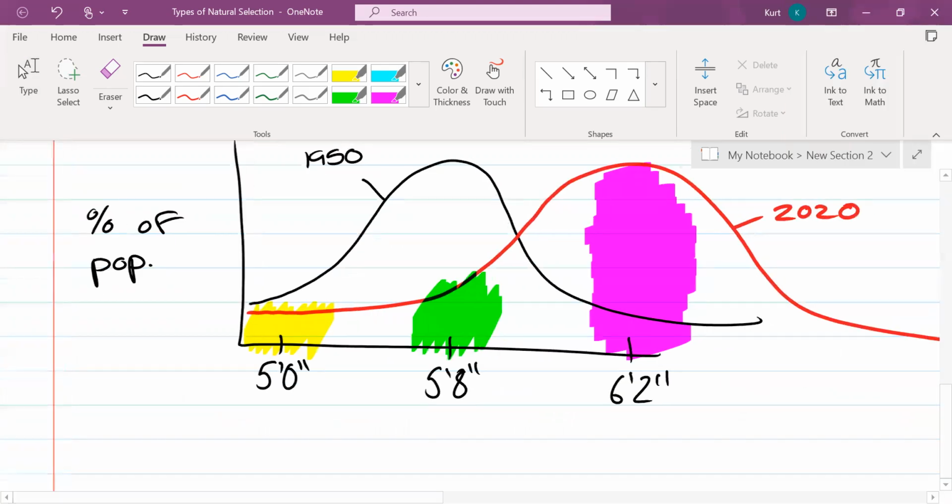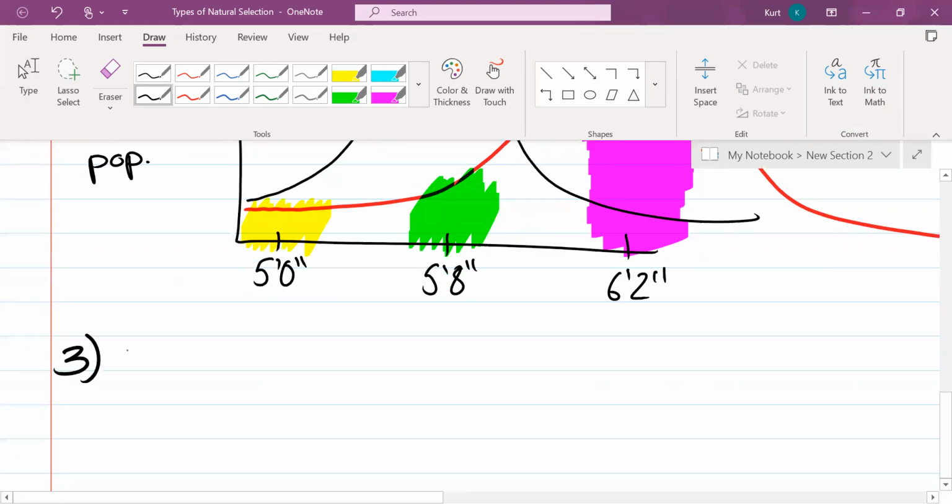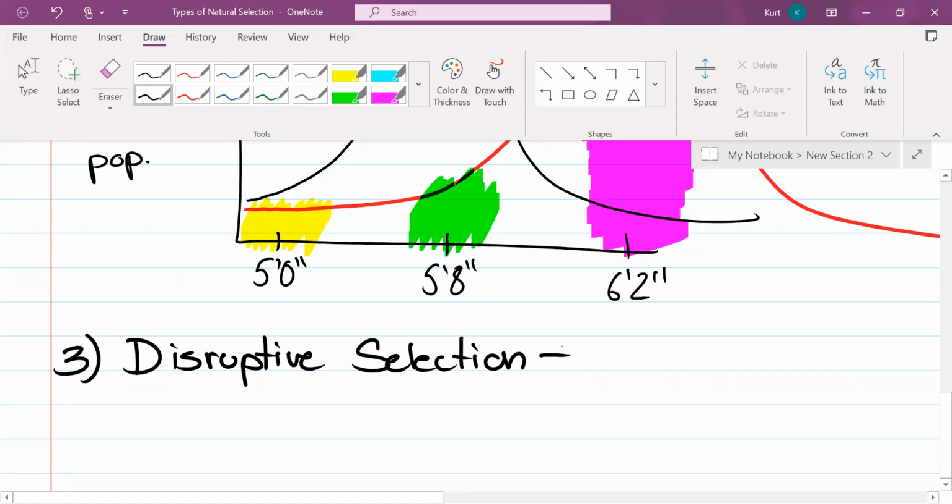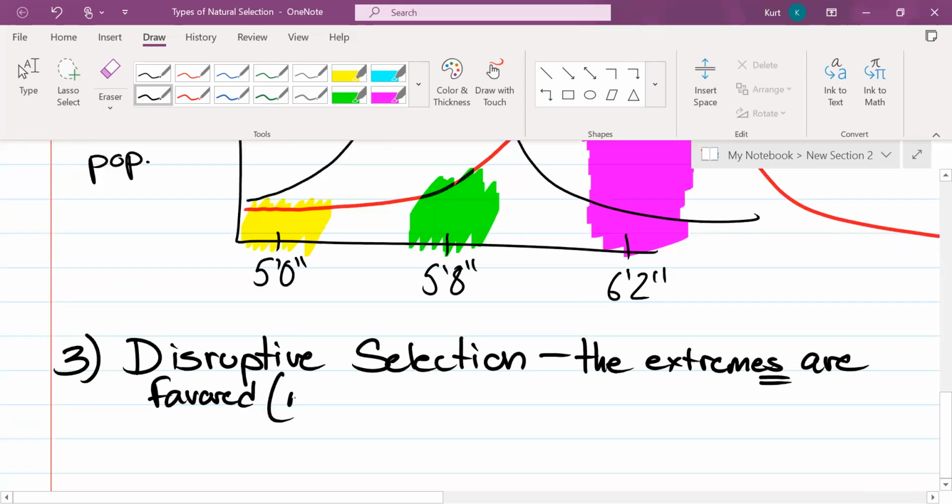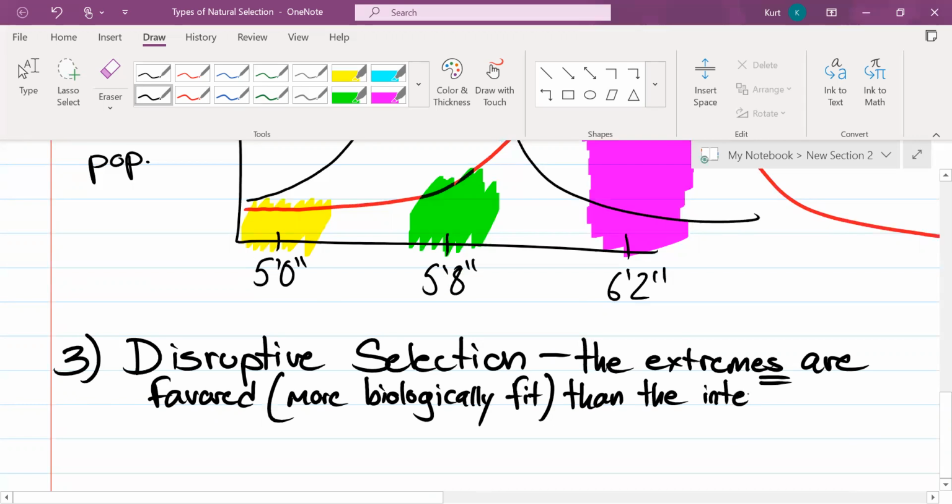Okay. And then third and finally, we have disruptive selection. In this form of natural selection, the extremes are favored. Both extremes, plural, extremes are favored, which means that they are more biologically fit than the intermediate.